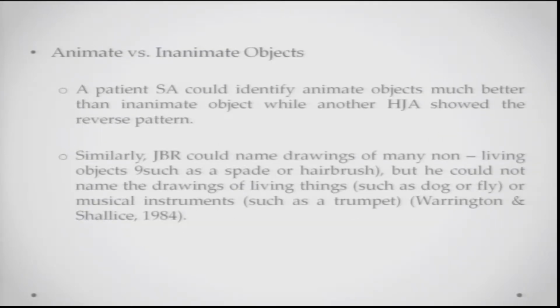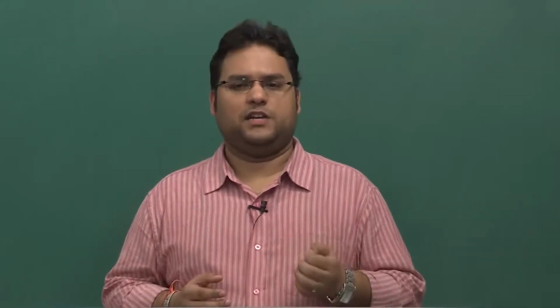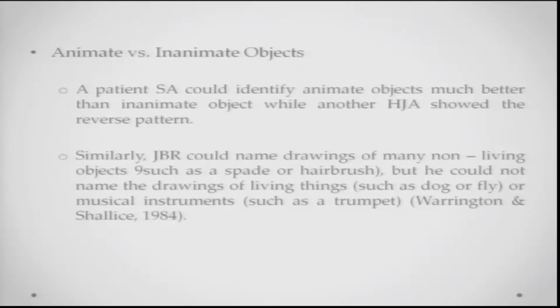Also, there could be a difference in perception between animate versus inanimate objects. A patient named SA could identify animate objects much better than inanimate objects, while another patient, AJA, could identify inanimate objects much better than animate objects. So, these kinds of dissociations have also been reported. Similarly, another patient, JBR, could name the line drawings of many non-living objects such as a spade or a hairbrush or hammers, but he could not name the line drawings of living things such as a dog or a fly, or musical instruments such as a trumpet. This was reported by the studies of Warrington and Challis in 1984.